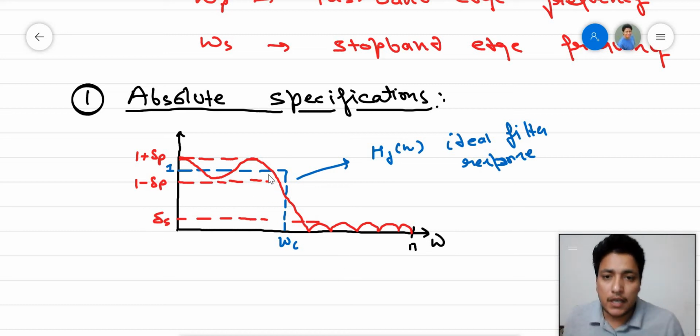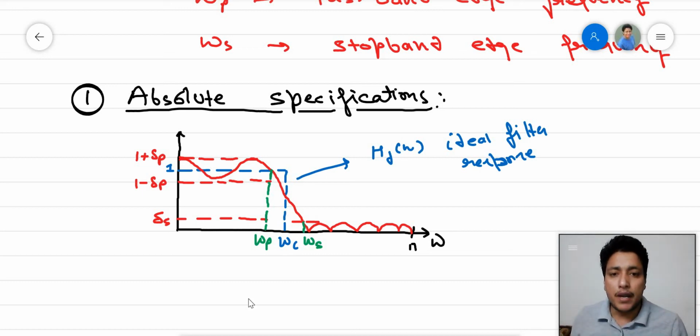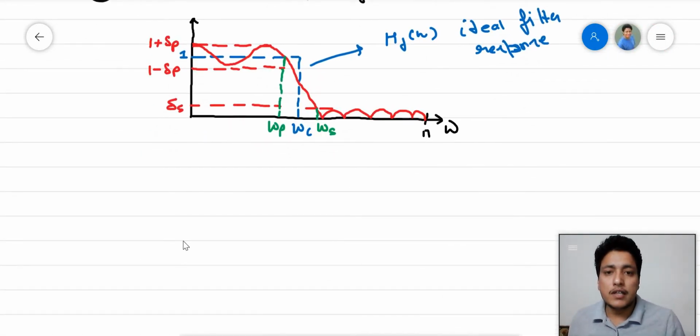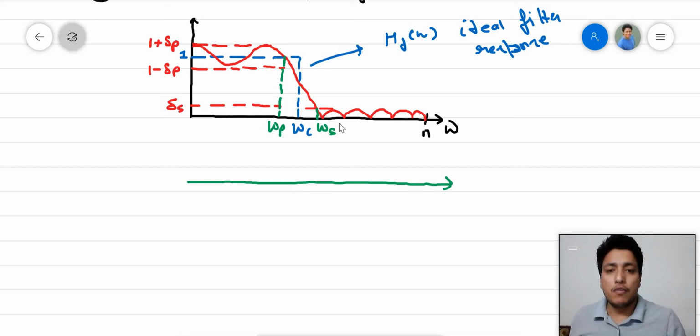So the frequency omega p will be this point, and omega s, this omega p is the pass band edge frequency, which is this, and omega s is the stop band edge frequency, which is this. One can see this transition band is due to the main lobe of the window function, and so we want to see how it is affecting the response of the filter in this particular case.